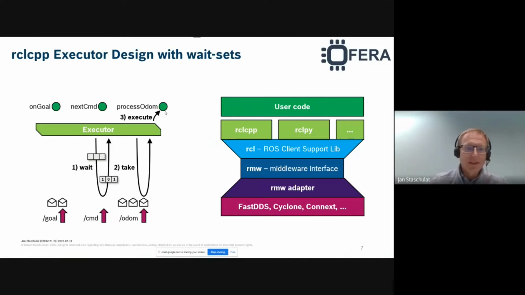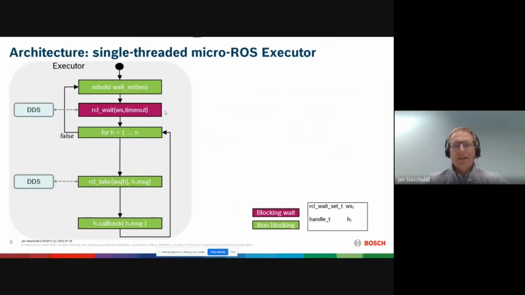And the single-threaded executor in micro-ROS is shown here in a different diagram, where first we create a wait set, then call RCL wait, which communicates with DDS or micro-ROS or micro XRCE-DDS. For all handles that are available, you then take that message, and as a final step, you call the callback of this particular handle. And a handle here can be a subscription, a service, a client, and so on.